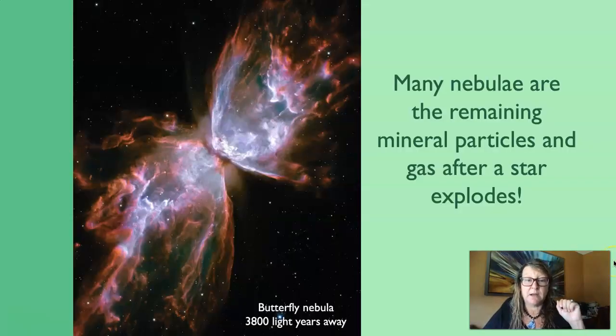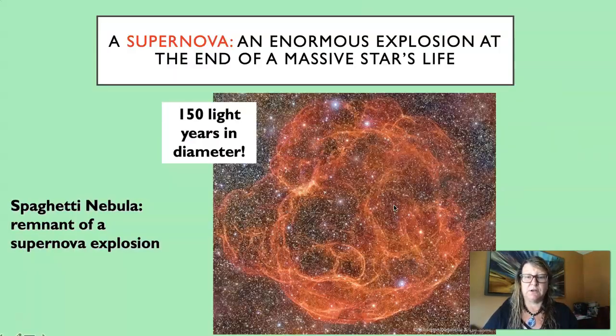So where do these nebula come from? Well, many nebula are the remains of stars that have exploded. For example, here's the Butterfly Nebula, which is very far away from us, but in our galaxy. And this nebula formed when a star that was located around this position exploded. And all of this material moving outward is the remnant of that exploding star. This material is now called nebula, and it is the material for the next generation of stars.